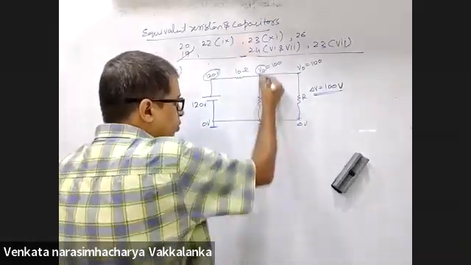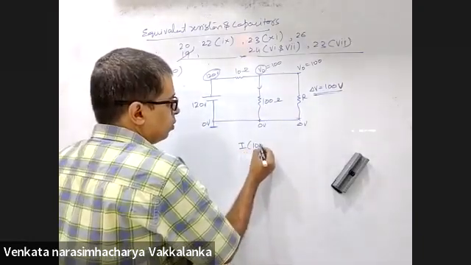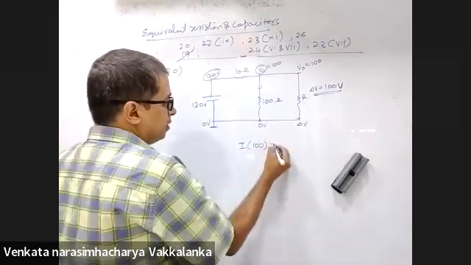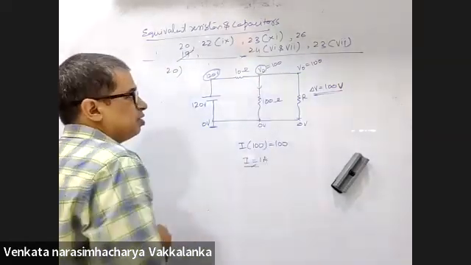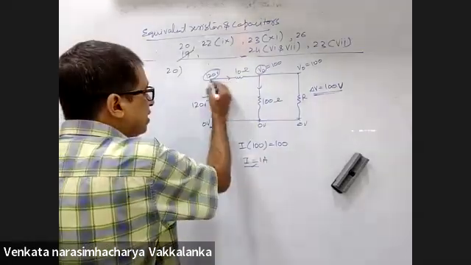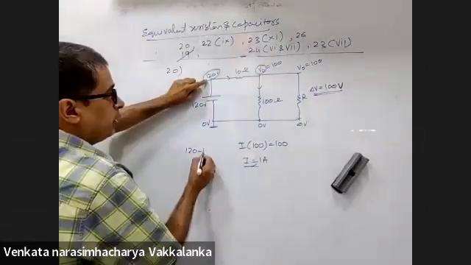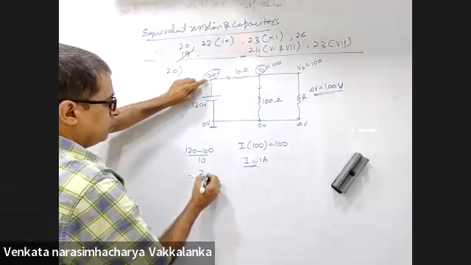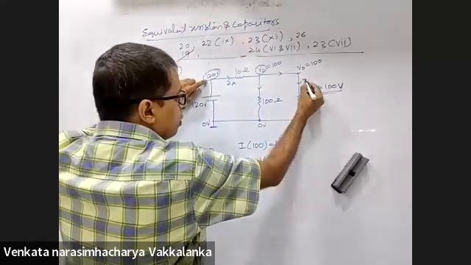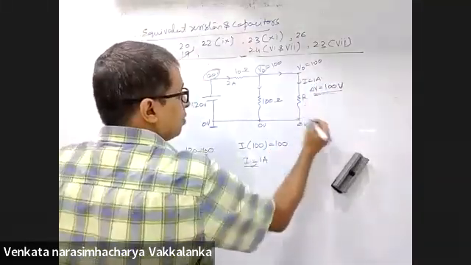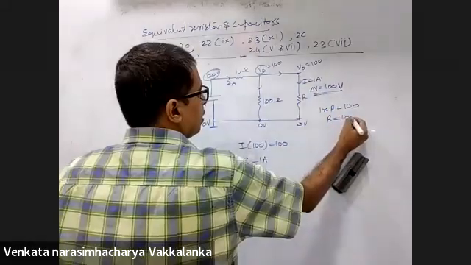Now, you know the current in this. How do you know the current in this? I into 100 is equal to 100. That means I is 1 ampere. What is the current coming in this branch? 120 minus 100 by 10. This is 20 by 10. This is 2 amperes. 1 ampere is going in. How much is going here? 1 ampere. What will be the value of R? 1 into R is 100. R should be 100 ohms.